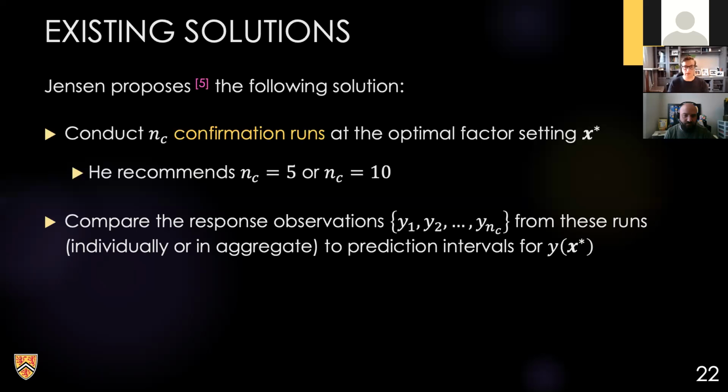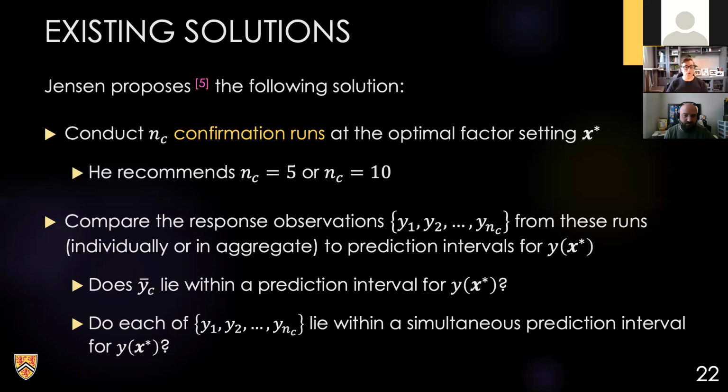And so designing the experiment in this way gives us some information about that location and what response you might expect from it. And so the comparison kind of goes like this. You could either take an average of those confirmation observations and look at whether it lies in the prediction interval for the response at that location, or you could calculate a prediction interval, a simultaneous one that accounts for multiple comparison, and then check whether each of those confirmation observations lie in that interval.